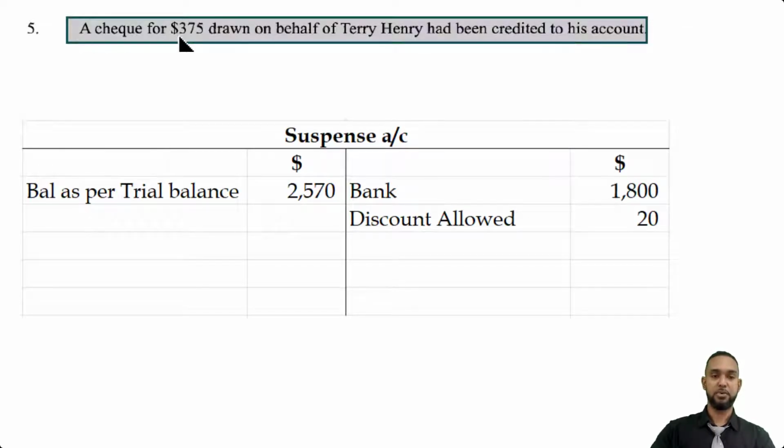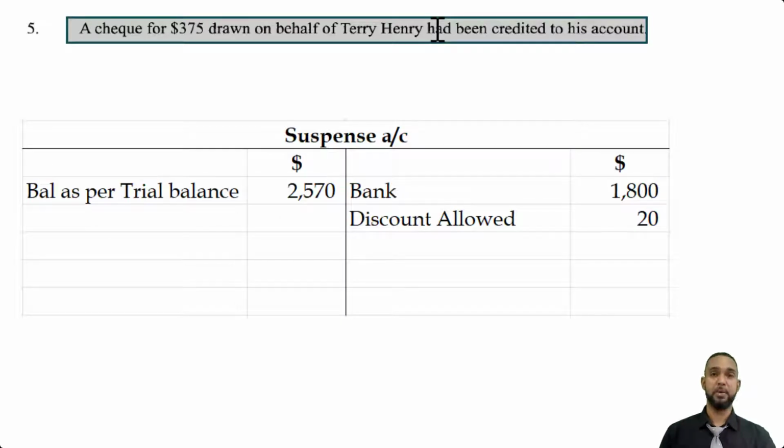Now we have a check for $375 drawn on behalf of Terry Henry that had been credited. When you draw a check on behalf of somebody, it means you've written a check with their name on it, so you are paying them money. Now remember, we are Beck Hammond, and clearly we are paying Terry Henry.